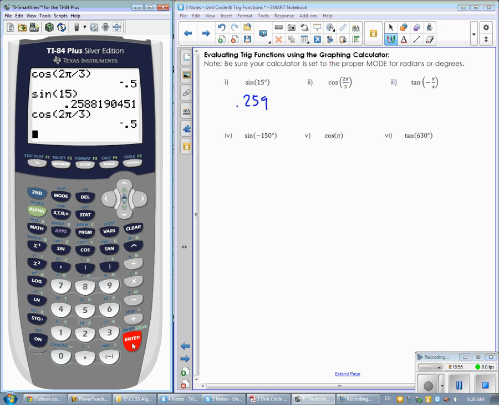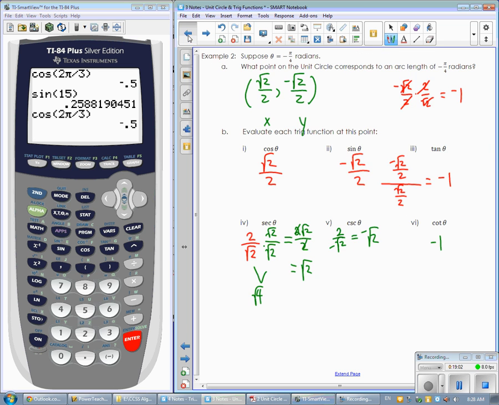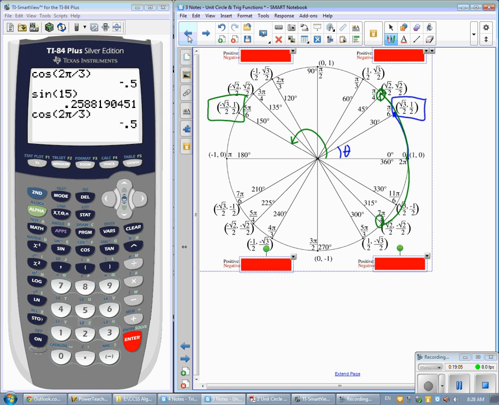And that'll evaluate the cosine for me. And that's just going to be negative 0.5 or negative 1/2. And 2 pi over 3 is actually one of the angles on the unit circle, so I can go back and check for a sec. So 2 pi over 3 is this angle right here. And the cosine, that's going to correspond to the x value, is in fact negative 1/2.